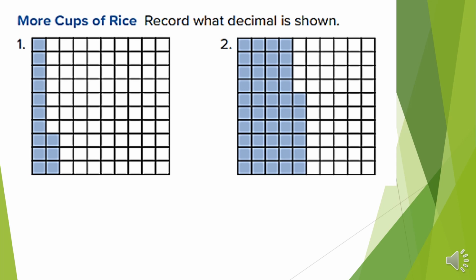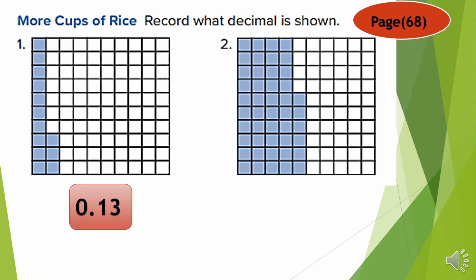And record what decimal is showing. Number 1, I have 1 column and 3 squares. So the 1 column here in number 1 represents tenths, and the small squares represent hundredths. So the number now will be 1 and 3 squares, read as 13 hundredths.